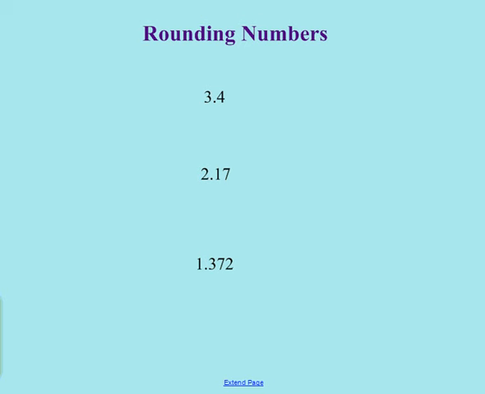So 3.4 would actually round down to 3.0. 2.17 would round down to 2.0. And 1.372 would round down to 1.0.